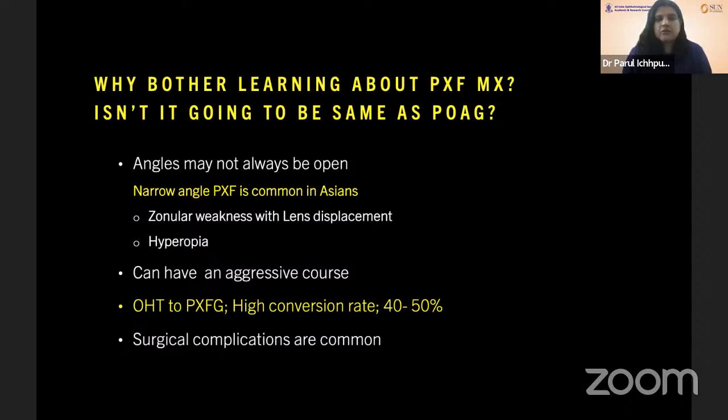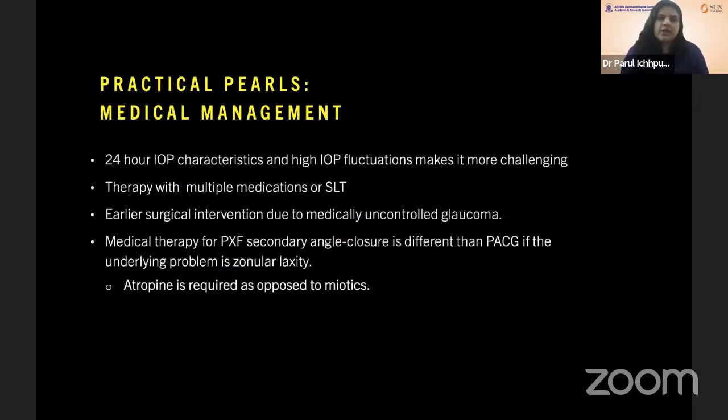The rate of conversion of patients who have just high pressures to developing a full-fledged pseudoexfoliation glaucoma is quite high, to the tune of 40 to 50%. And the surgical complication rate is also quite more in patients with pseudoexfoliation. Additionally, when complications occur, these patients are a little bit more resistant to steroids as compared to primary open-angle glaucoma patients. So some practical pearls when it comes to medical management of cases with pseudoexfoliation glaucoma.